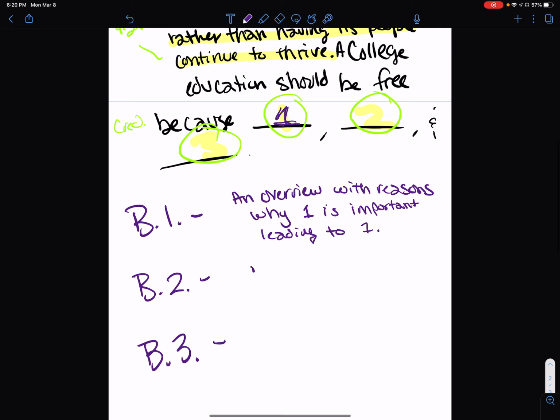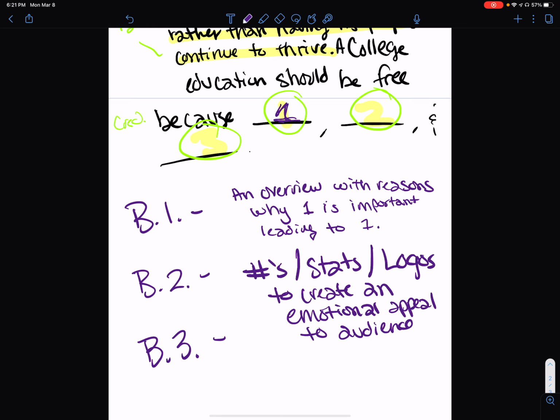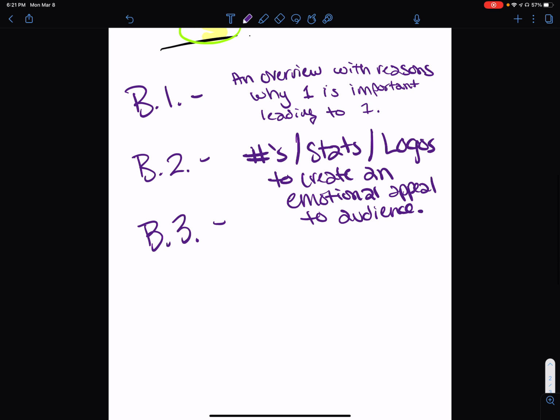Body paragraph two, this is where numbers come into play, stats, the logos, to create an appeal to your audience. This could be anything that has to do with numbers and stats, where you eventually tell your audience this is wrong, or this is why we should have loan forgiveness, or this is why we should have free public school, college education, etc.